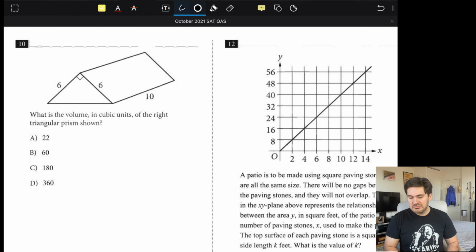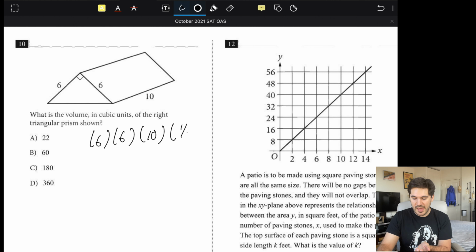Just imagine rotating this triangular prism onto its side. In that case, the base would be 6 and the height would be 6. So just do 6 times 6 times 10 times 1/2 to get the volume. Again, the 1/2 comes from the fact that it's a triangular prism. So this is 360 times 1/2, which is 180. So the volume should be 180. C.